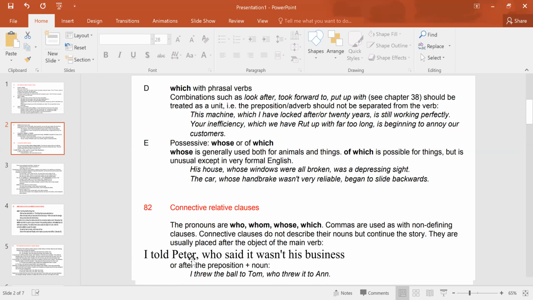For example, I told Peter, who said it wasn't his business. You're not defining Peter here. You're not describing Peter here. You are just continuing the story. Or after the preposition plus noun as well. For example, I threw the ball to Tom, who threw it to Anne. So here you can also use it after preposition plus noun. Here this is the preposition and this is the noun, and you can use a connective relative clause after preposition plus noun as well.